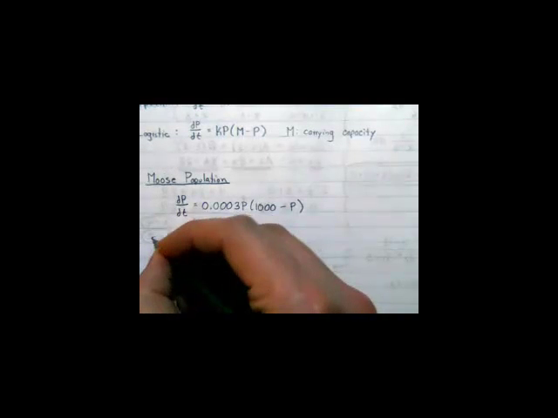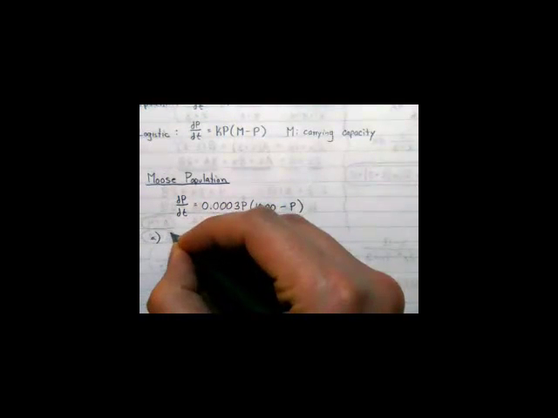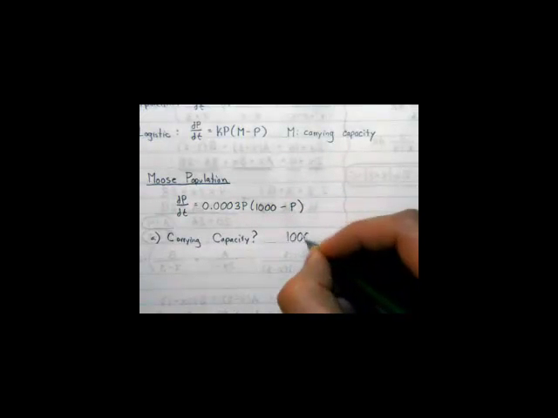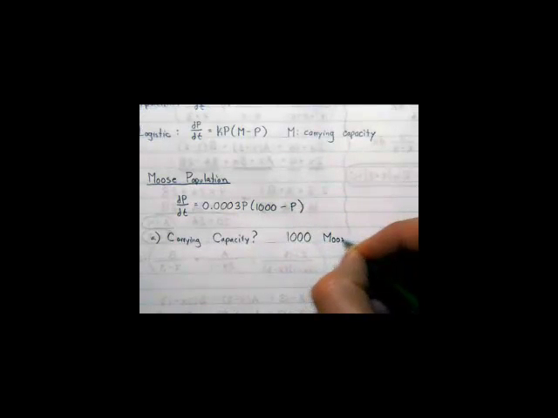What's the carrying capacity of this moose preserve? 1,000. They're hoping it can get up to 1,000 moose in that place. And the plural for moose is moose, right? Yeah, okay. So it's 1,000 moose.